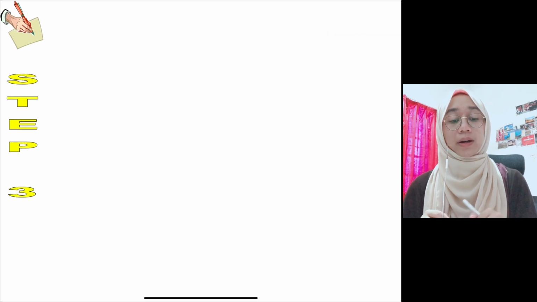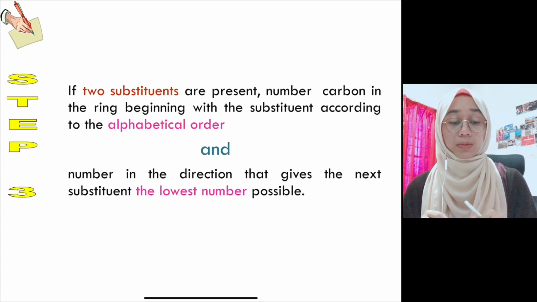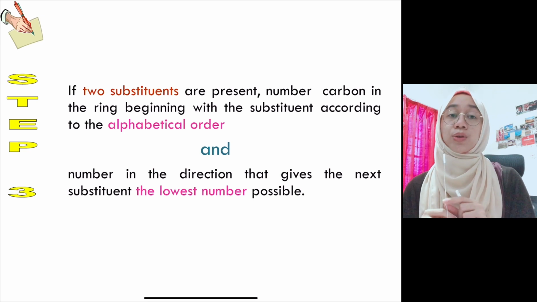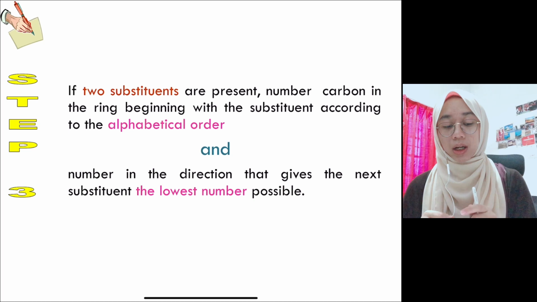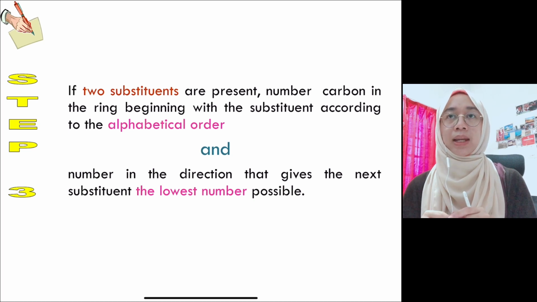Okay, but then if there are two substituents, you need to give numbers, the position of the substituent. Pilih pula nak bagi nombor tu depends on the alphabetical order. So let's say, nanti kita tengok lah. Okay, so number the ring beginning with the substituent according to the alphabetical order, and number in the direction that gives the next substituent the lowest number possible.